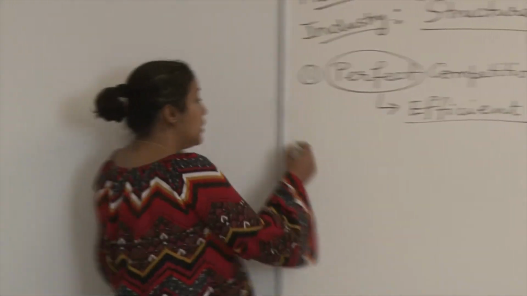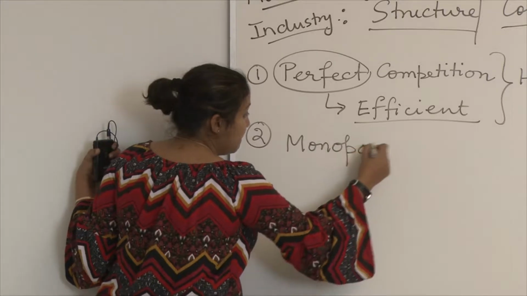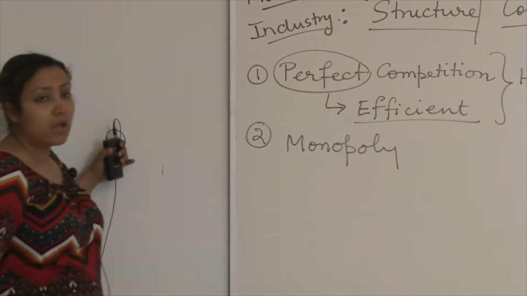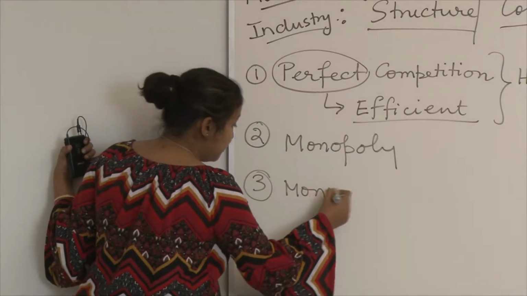The second market structure is a monopoly. And the third market structure is monopolistic competition.